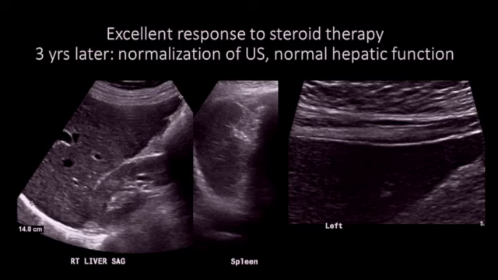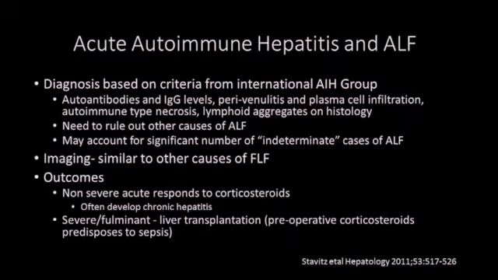She came back to us 3 years later for a routine abdominal sonogram, at which point the appearance of her liver and spleen looked perfectly normal, as was her liver function. So this went down the other pathway, didn't quite go to the fulminant stage, and was able to recover with steroids.